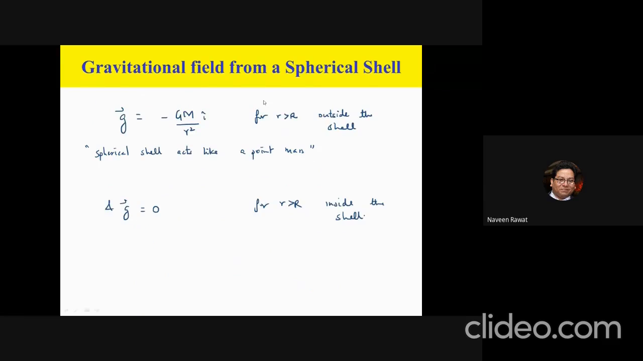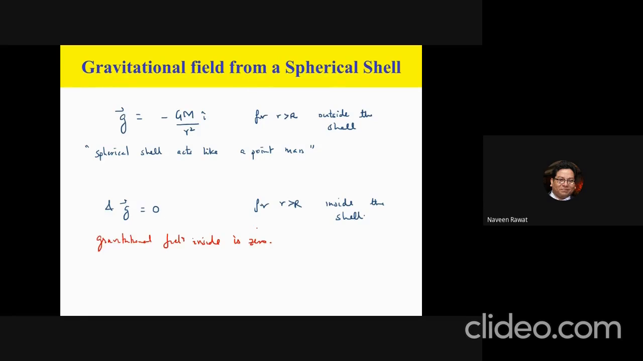We can summarize for the case of the spherical shell that we are getting, for outside the shell, minus GM by r square. And here the spherical shell acts like a point mass. However, if you go inside the shell, we are getting that the gravitational field is 0.